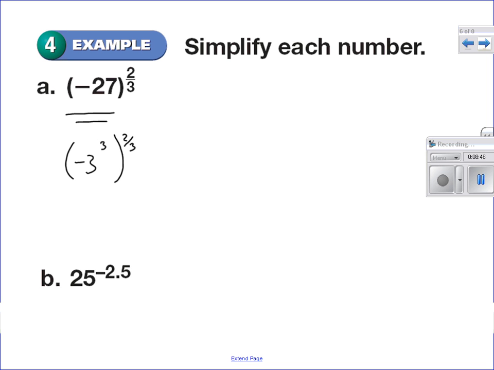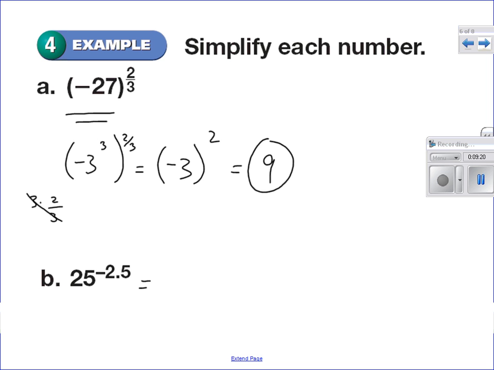And now I know since I multiply exponents here, out here we've got 3 times 2/3. Those 3's cancel, and I get minus 3 squared. What's minus 3 squared? Minus 3 squared is a grand total of 9. So negative 27 to the 2/3 is 9.